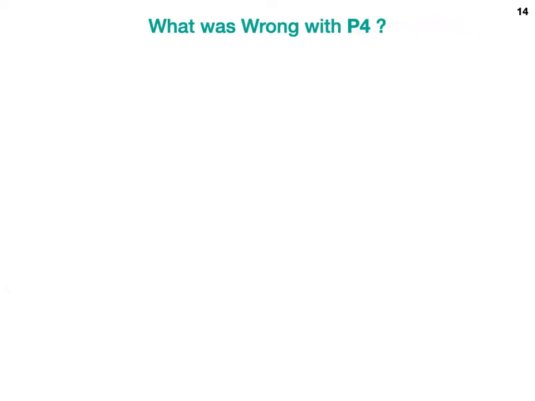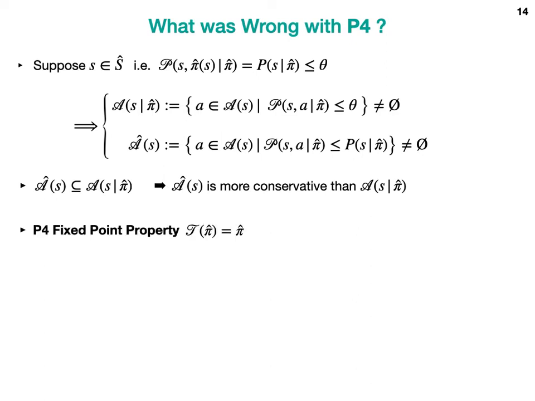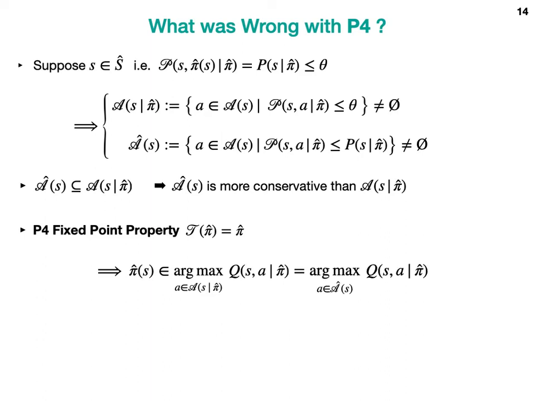Now let's take a closer look at the fixed point property. Suppose we are at a safe state S satisfying the safety constraint under the optimal policy. Also consider these two constrained action sets under the optimal policy, where A hat is a conservative version of A. Now let's take a look at the fixed point property, which implies that the optimal policy must satisfy this equation at safe state S. And that is equal to this by optimality of the policy.